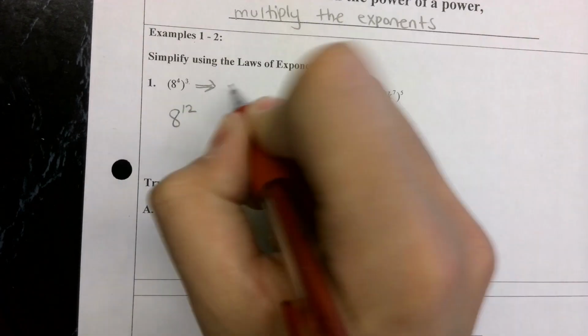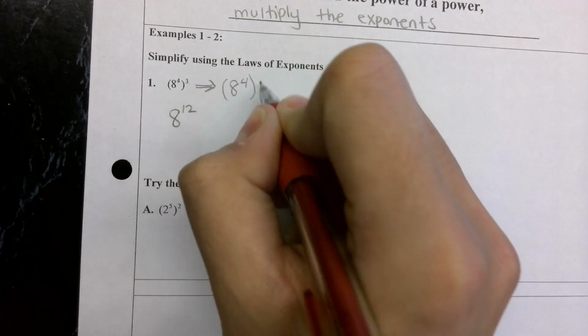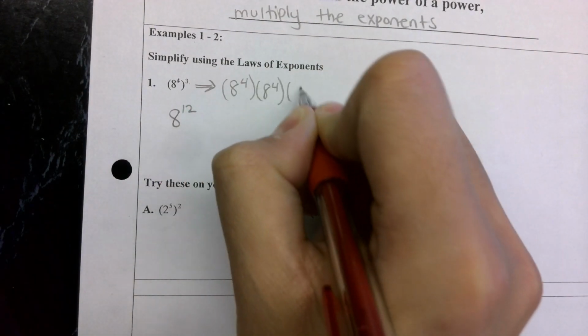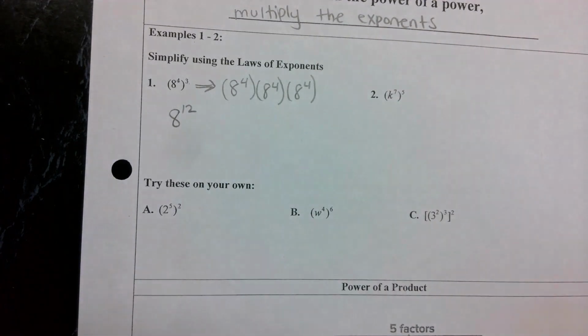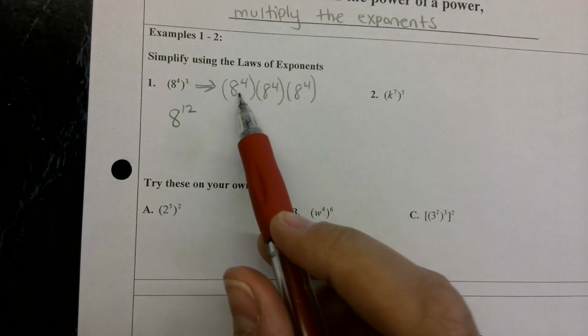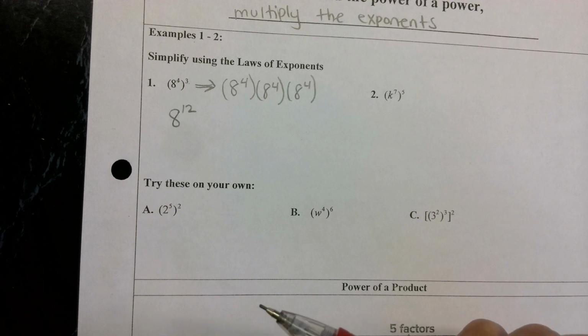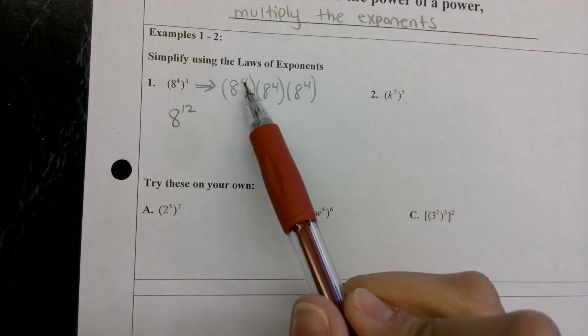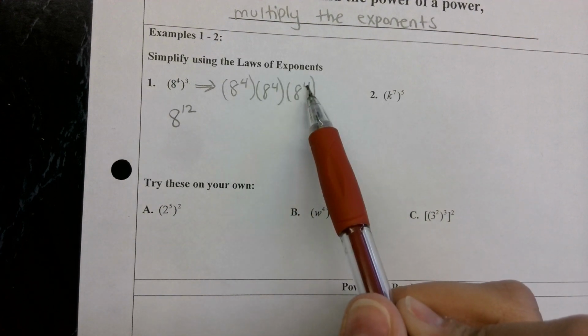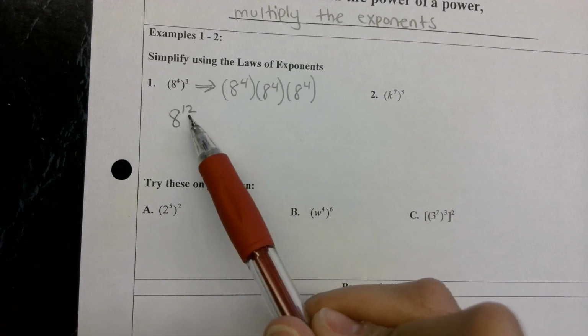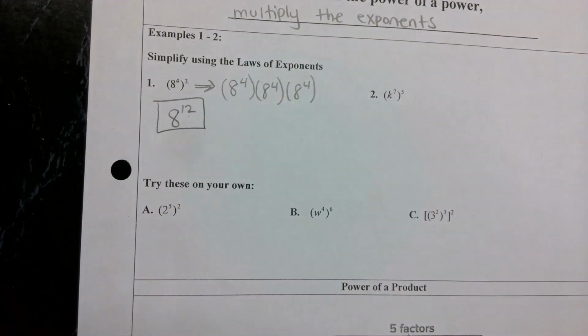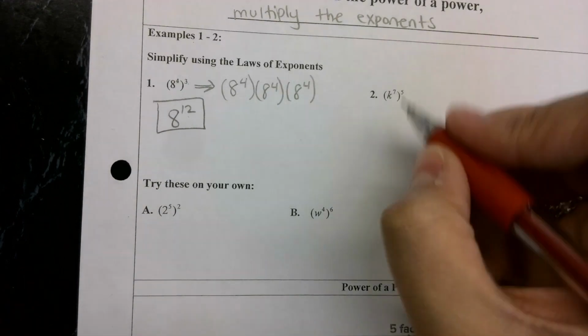Now, if you're not sure where that's coming from, then you can expand it. That means that we have 3 groups of 8 to the 4th times 8 to the 4th times 8 to the 4th. If you read it this way, then you can go back to your rule that when you're multiplying the same bases, you add the exponents. 4 plus 4 plus 4 is the same thing as 3 times 4, and that's how we get 8 to the 12th. What about the next one?